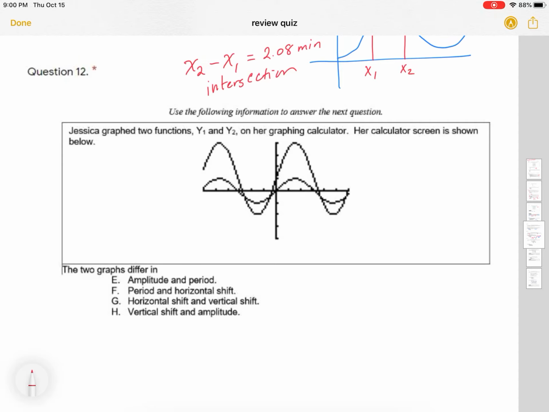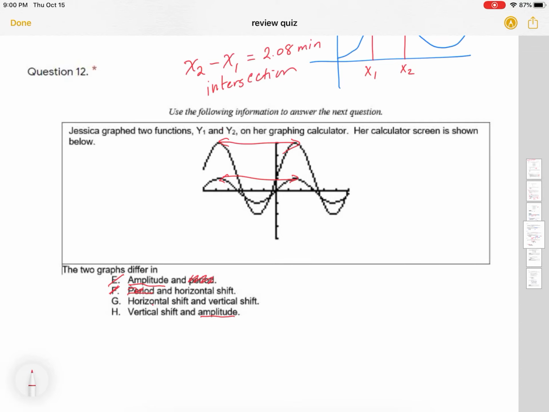Jessica graphed the two functions y1 and y2 on her graphing calculator. Her calculator screen is shown below. So she's got the two functions graphed there. The two graphs differ in, well, they do differ in amplitude, but the period is exactly the same. Okay, so they don't differ in period. So this is not an answer, because period is there. And we know amplitude is correct.